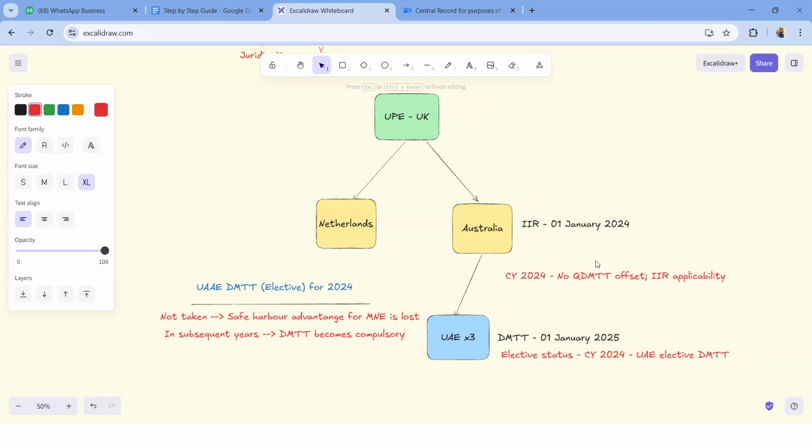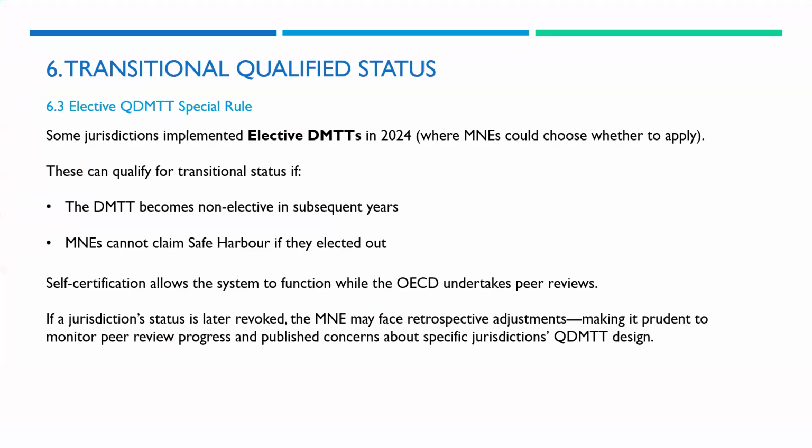Okay. So qualified means you are in the central record. You're permanently there. Transitional means you have introduced a law but it's getting peer reviewed. And elective means you have a QDMTT approved for 1st January 25, but for 24 you can electively choose to put that, provided that if you don't put that then you will not get a safe harbor. Once you file an Australian IAR, then you have to keep on filing Australian IAR forever. You can't take the safe harbor status. Okay, so this is the option or this is the elective thing, right?